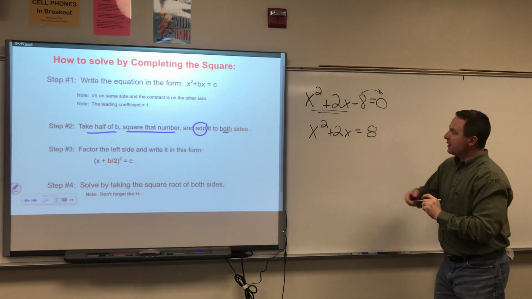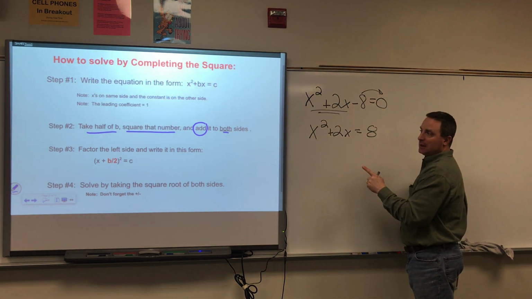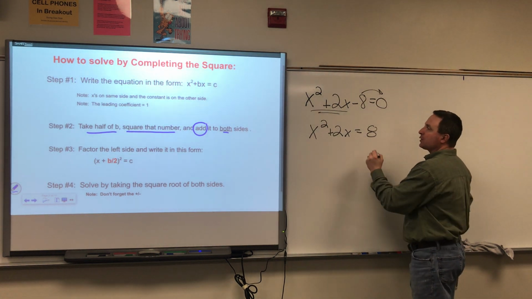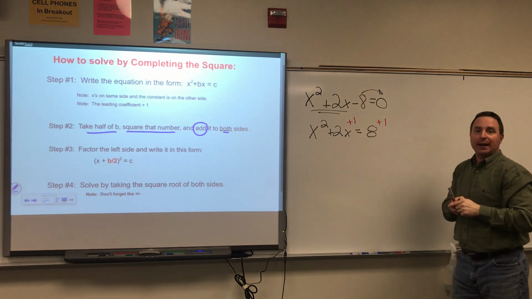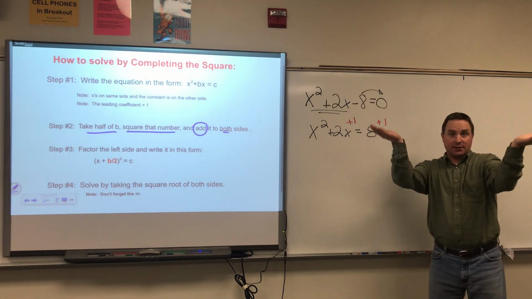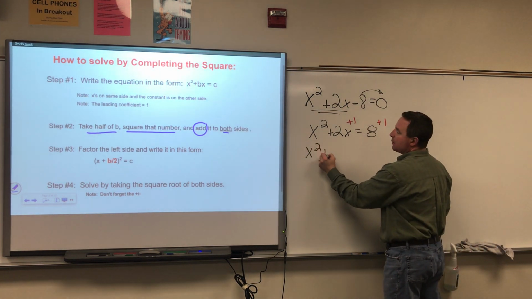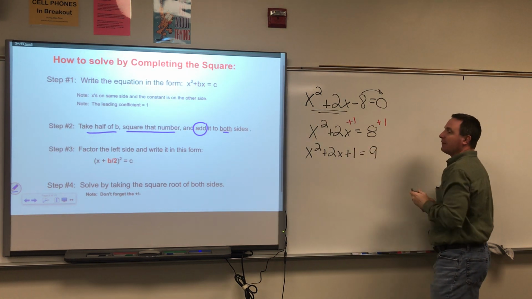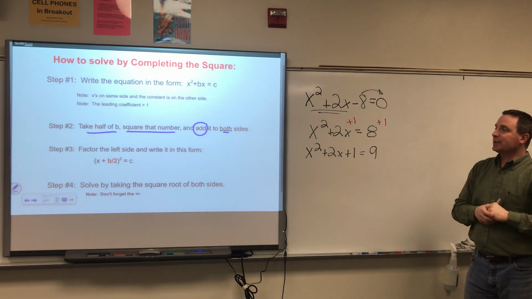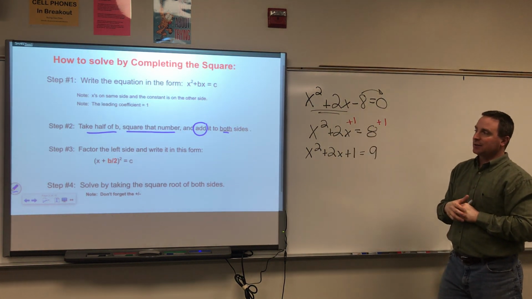Okay, so here we go. Here's b, there's 2. Half of 2 is 1. Square that number, 1 squared is 1. And I'm going to add it to the left, and I'm going to add it to the right. Okay, and I can do that as long as I keep it balanced and do it to both sides. Okay, so here's what I have next. x squared plus 2x plus 1. And on the right-hand side, now I have a 9. Okay, we just completed step number 2. Half of b, squared, and add it to the other side.